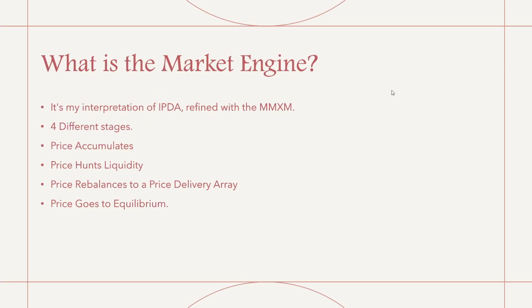To start off, what is the market engine? It's my interpretation of the interbank price delivery algorithm refined with the MMXM. There are four different stages. First things first, price accumulates, it hunts liquidity, it rebalances to a price delivery array, so a PD array, and price goes to equilibrium at some point, right?